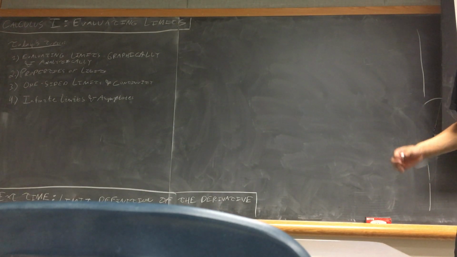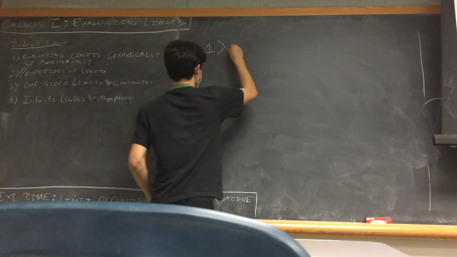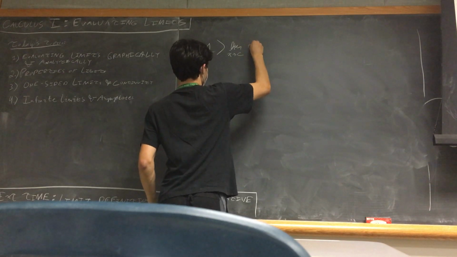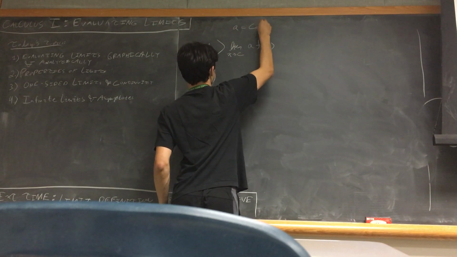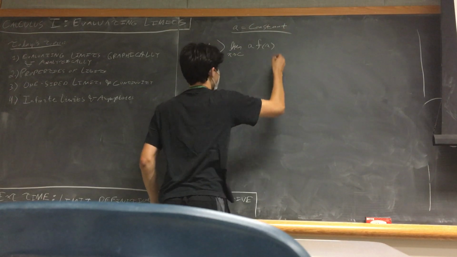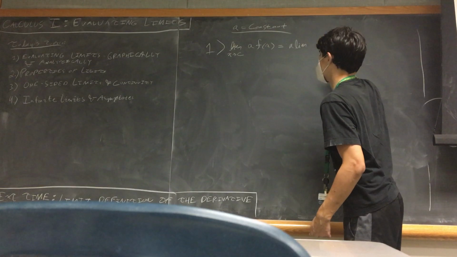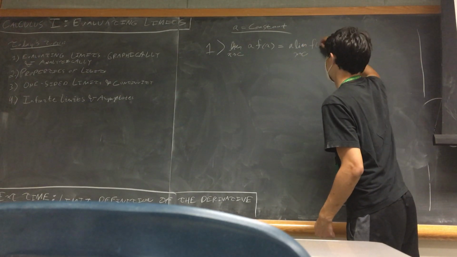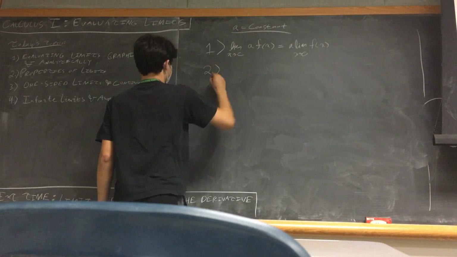So limits have various properties. I will draw them out here. First one of these is the limit as x approaches c of a times f of x, where a is a constant, is equal to a times the limit as x approaches c of f of x.